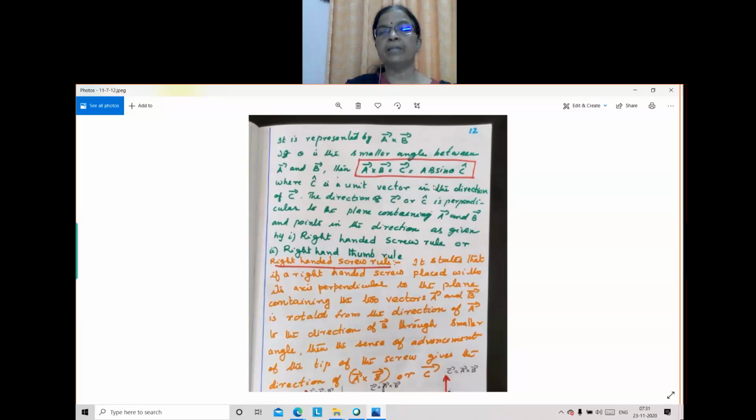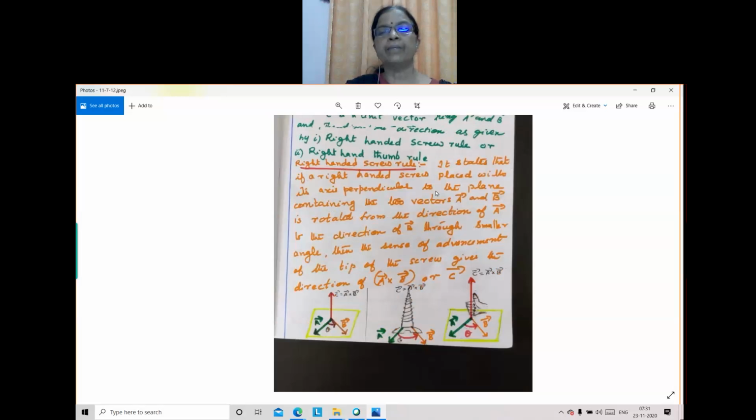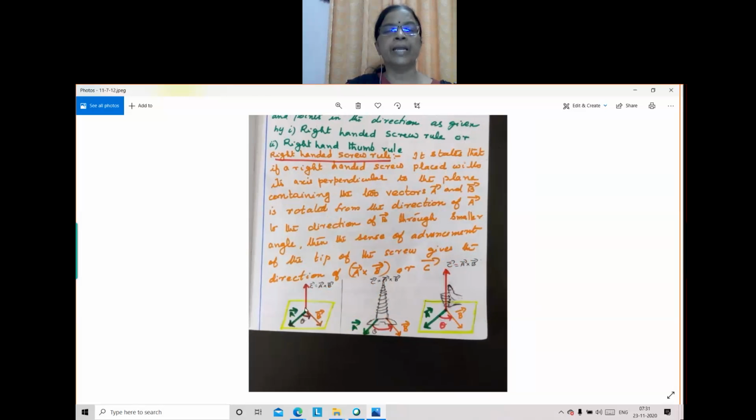What is the magnitude of the vector? AB sin theta. And as it is a vector, we should denote the direction also: C cap. What is C cap? C cap is the unit vector in the direction of A cross B. I have drawn A cross B perpendicular to these two vectors, perpendicular to the plane containing these two vectors. Do you know why I have drawn it perpendicular?